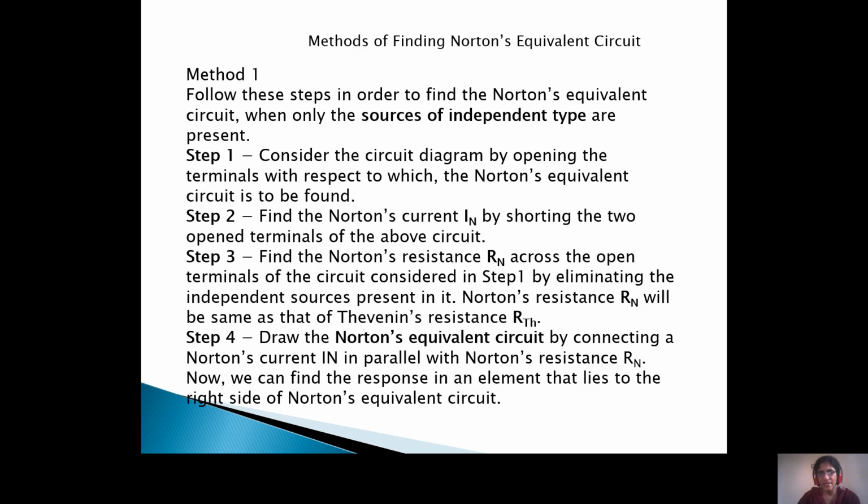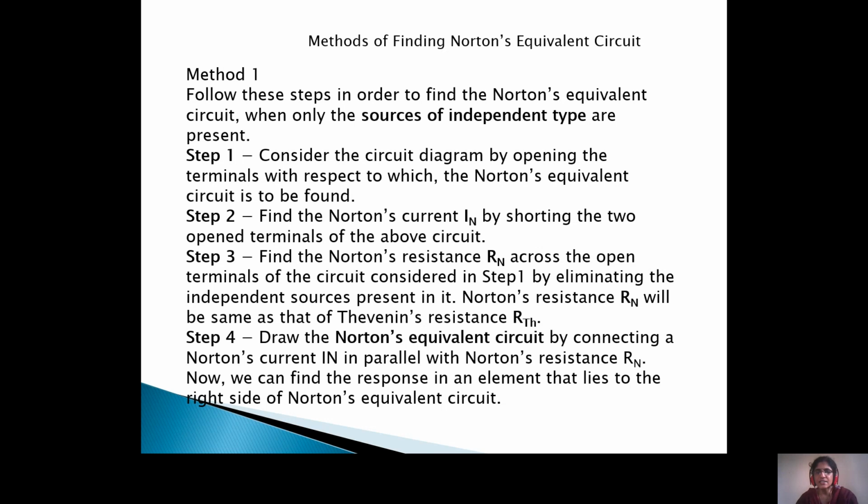So what is the method to find Norton's equivalent circuit? First we take method 1. Follow these steps in order to find Norton's equivalent circuit, where the sources are independent. As in Thevenin's, there are independent and dependent natures, and I will also explain the method to find out the independent and dependent types. Here also there is a method to handle the independent type.